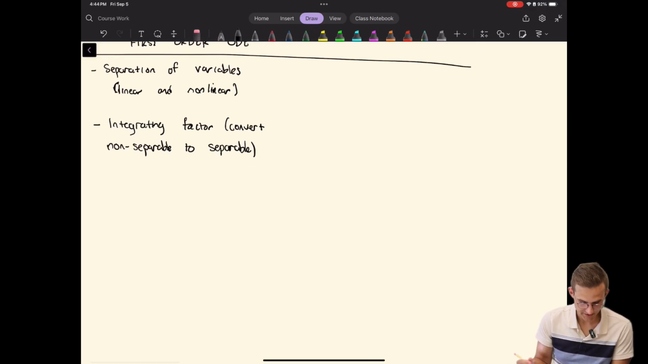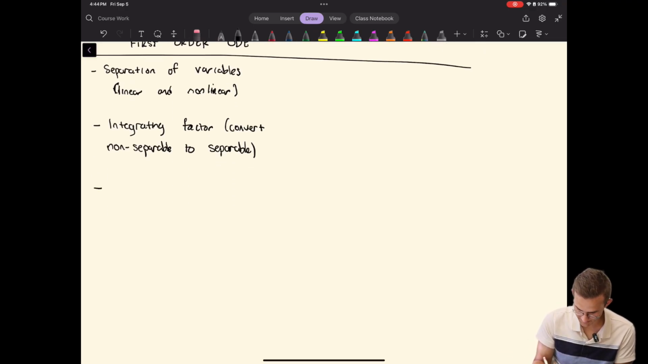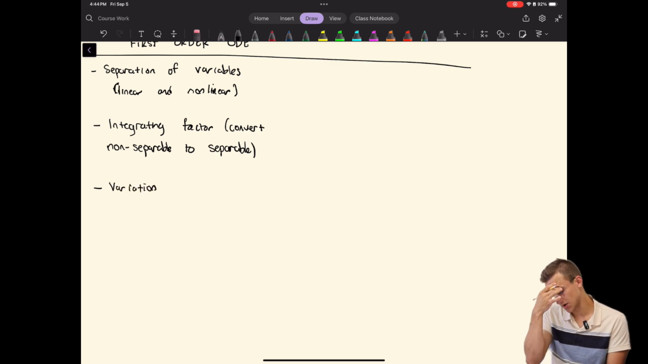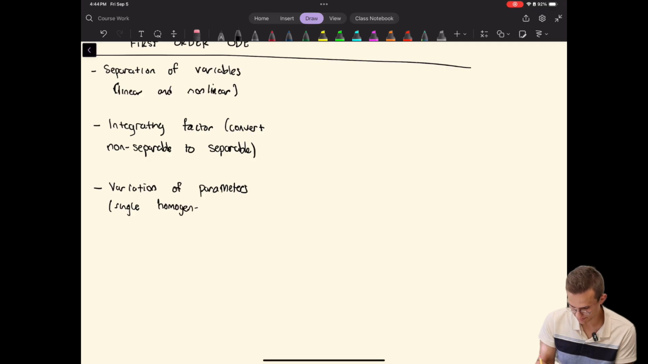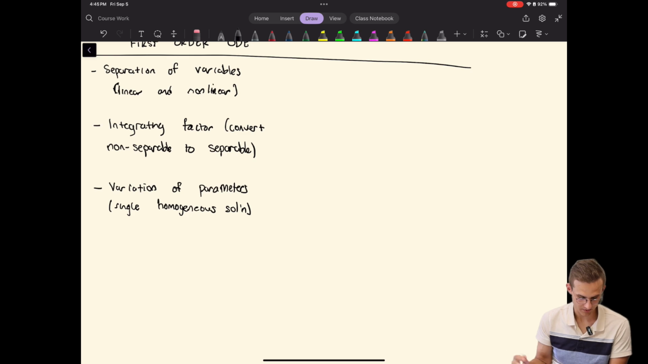We also can use variation of parameters. We didn't talk about using this for first order ODEs, but there are notes available through Canvas that you can go and look through. It won't come up in the class very often, if at all, so you don't have to worry about it too much. So variation of parameters, that's where you have a single homogeneous solution. So it's just the same as what we just covered, basically, but you just have a single homogeneous solution. So that's why I only covered the second order version.